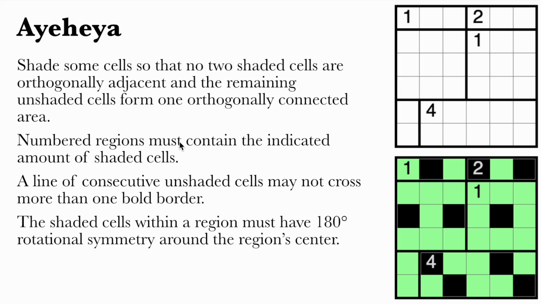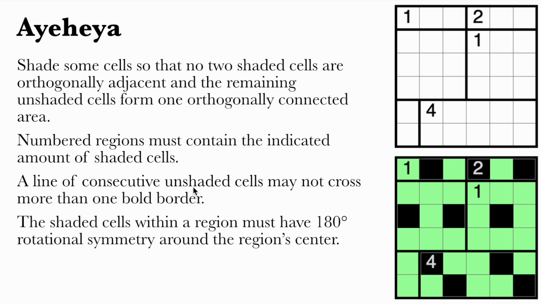Numbered regions must contain the indicated amount of shaded cells. Also pretty straightforward. This one region at the top left has exactly one shaded cell in it. The two region has exactly two shaded cells. Unnumbered regions may have any number, doesn't have to be 0.